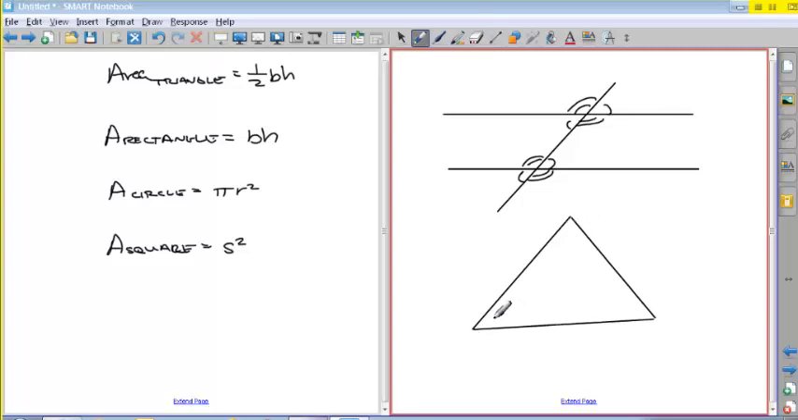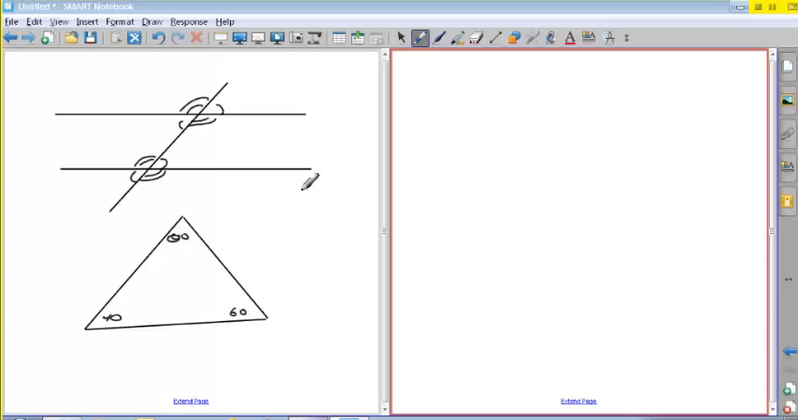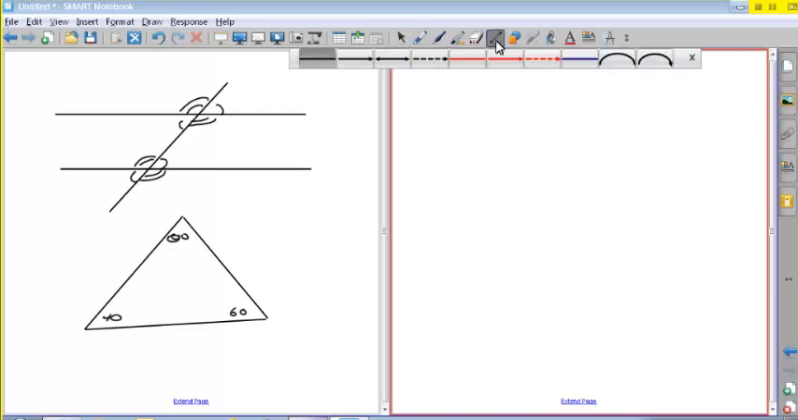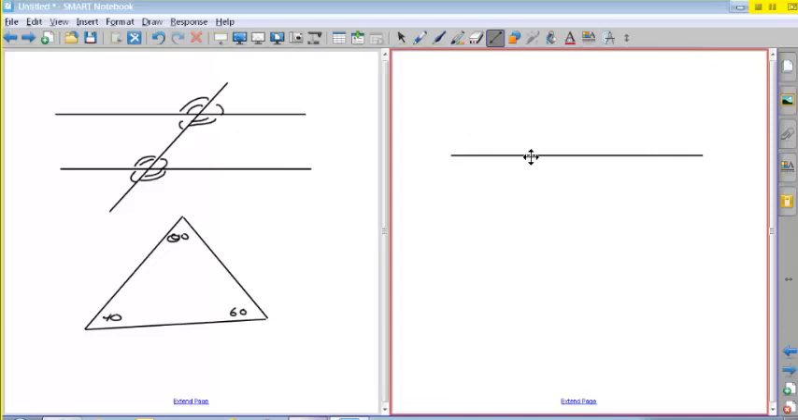So let's say this is 40 degrees, this is 60 degrees, this one has to be 80, because the sum of the internal angles of a triangle equals 180, no matter what triangle it is. And then you have the case of the external angle of a triangle.